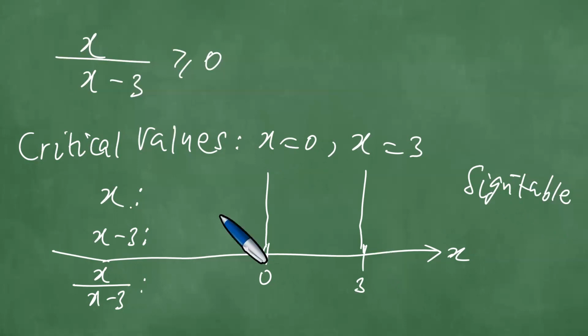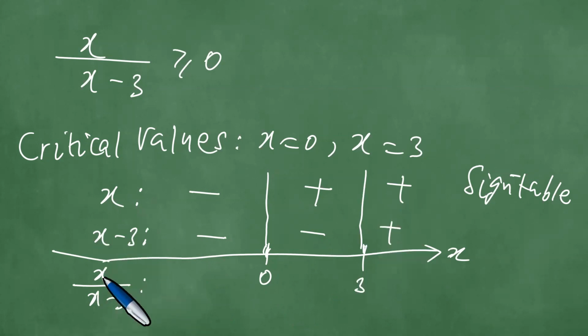Sign table. Right, so now pick a random number that is smaller than zero, like minus two, you put in the place of x, you're going to have a negative. Putting it here, minus two minus three is going to be negative. Bigger than zero, between zero and three, maybe one. Putting a one in the place of x is going to be a plus. One minus three is going to be a negative two. Bigger than three, pick a random number like five. Putting in the place of x, put five, it's a plus. Five minus three, it's a plus. Okay, this says divide. It's x divided by x minus 3. You divide, you have a plus. You divide, you have a minus. You divide, you have a plus.